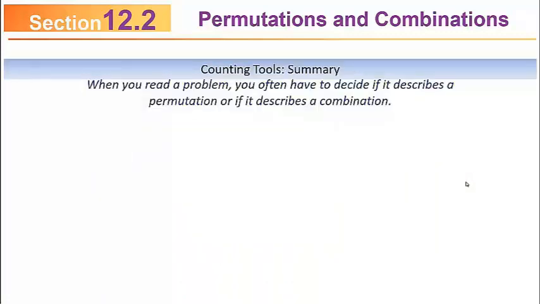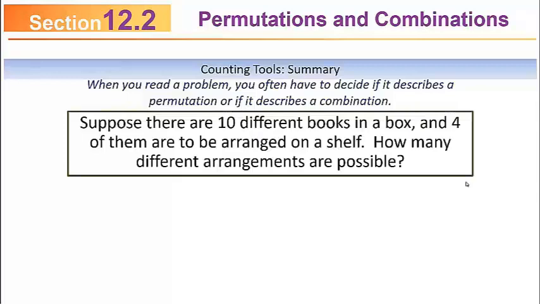Now, one of the things you'll come across when you're doing these is that when you read a problem, sometimes you have to figure out, is it a permutation or is it a combination? For example, suppose there are 10 different books in a box and 4 of them are to be arranged on a shelf.